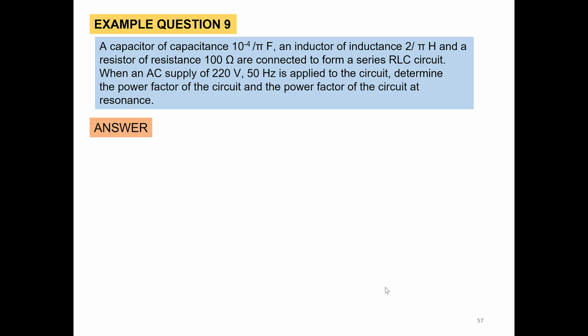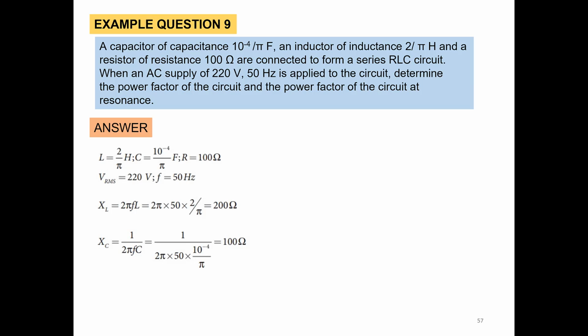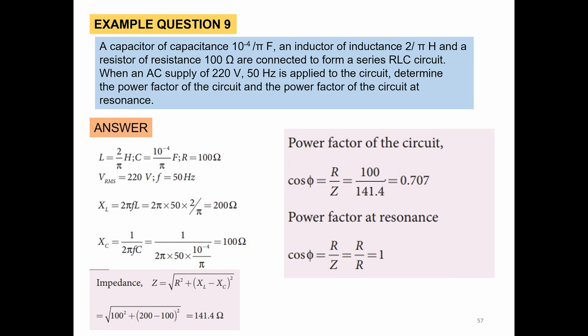Now let's try example number 9. Here is the information given. We need to find the power factor of the circuit and the power factor of the circuit at resonance. So the impedance is equal to 141.4. The power factor of the circuit is equal to 0.707, and the power factor at resonance is cos phi equals R over Z equals R over R, which is equal to 1.